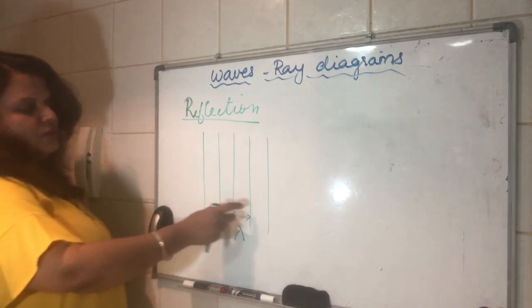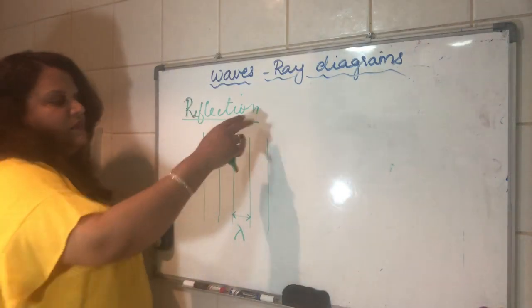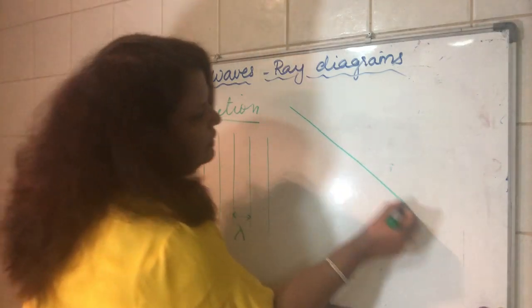Alright. Now if you have a set of parallel lines or water waves that is approaching, first when we see reflection, say imagine this to be the obstacle.